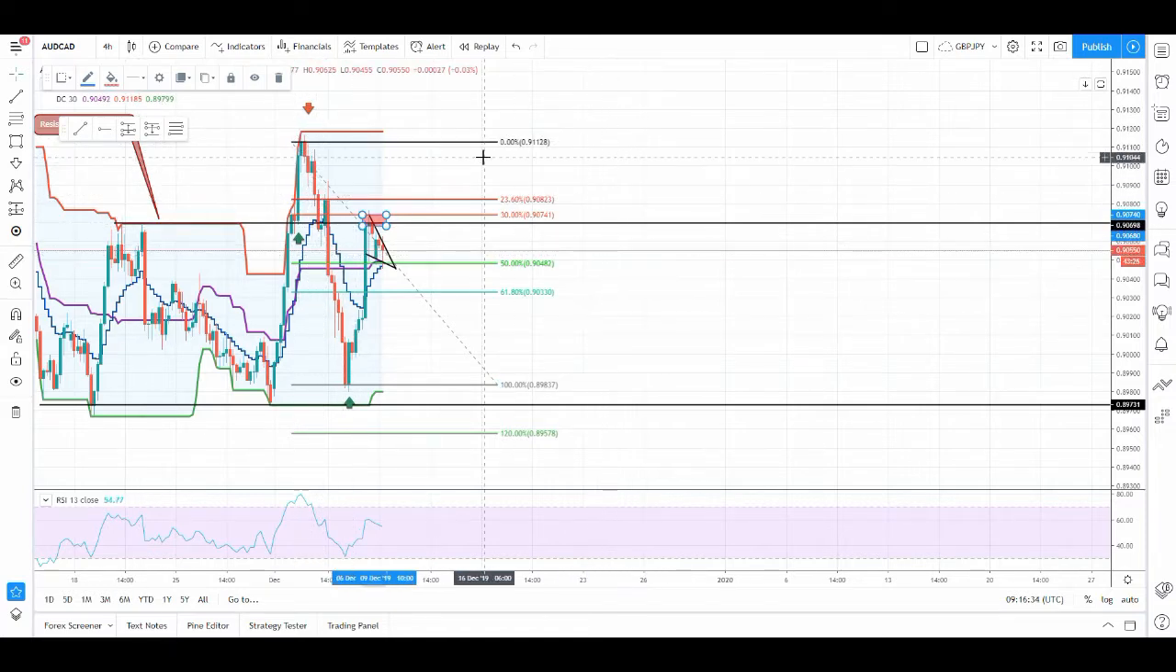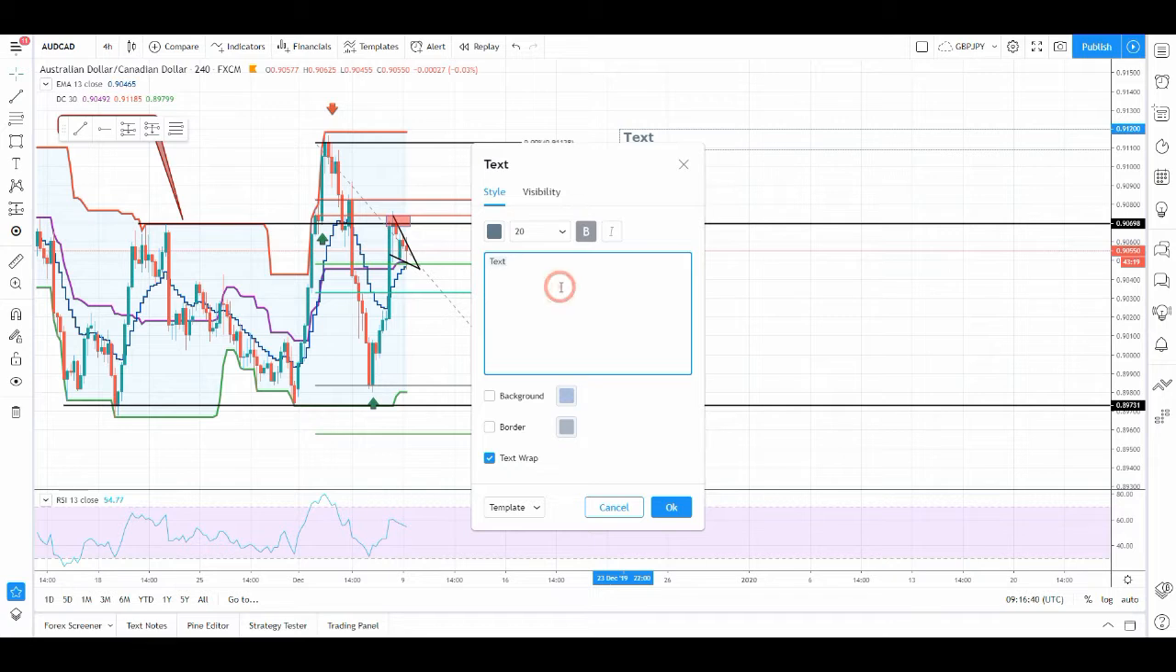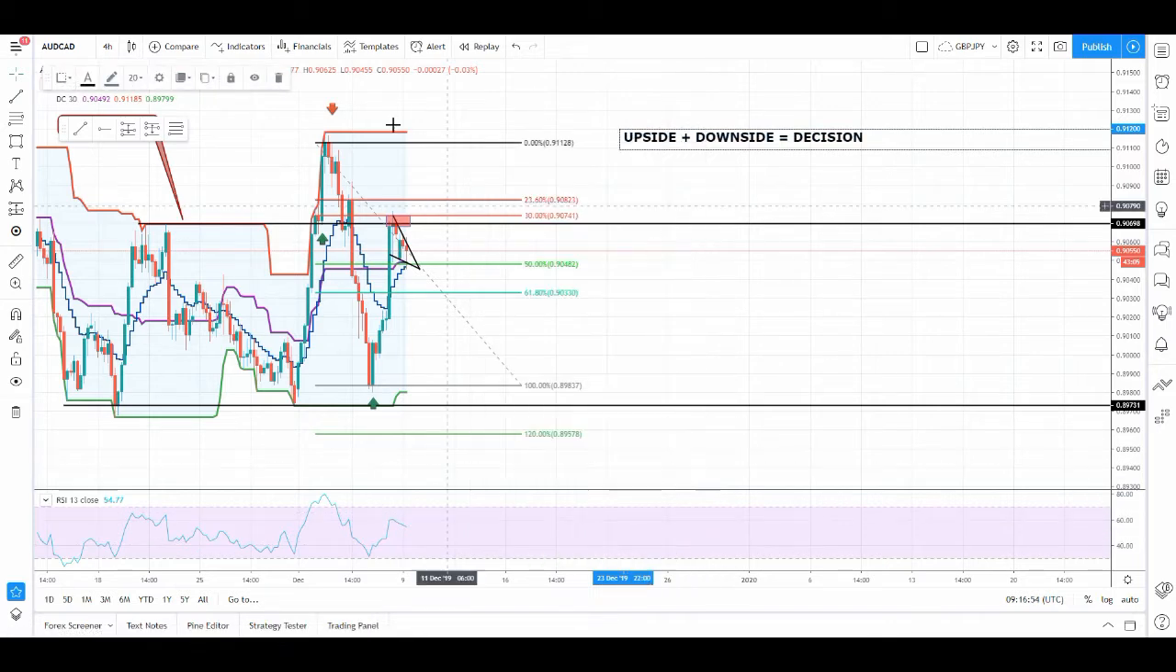But now let's look. What I'm explaining to you here, very important, as I explained at the beginning of the video, I'm teaching you how to check the upside plus downside and then make your decision. Equals. This is how it works. So we have one reason to sell, resistance, the second reason to sell, 30%.